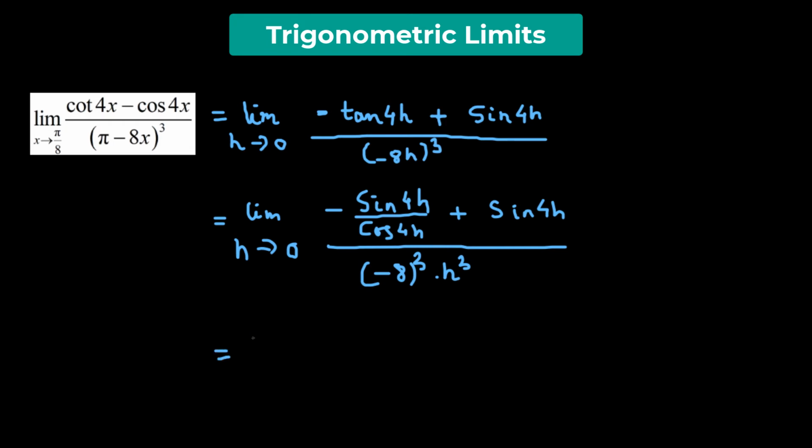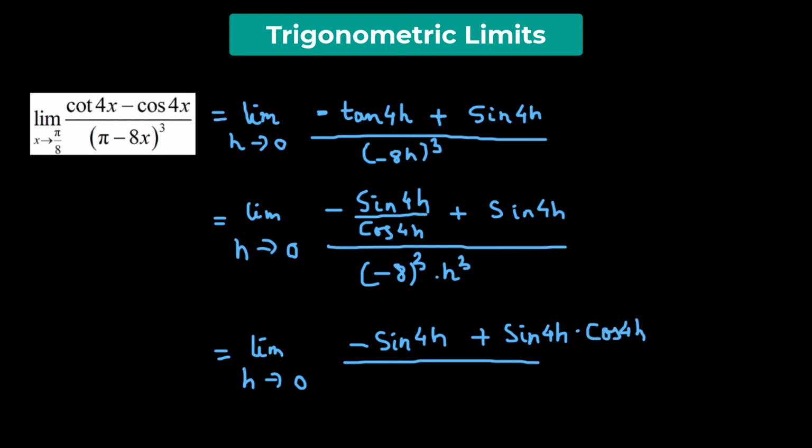Now we take the LCM in the numerator. So we have limit h tending to 0, negative sine 4h plus sine of 4h times cosine of 4h, divided by negative 8 whole cubed times h cubed times cosine of 4h.